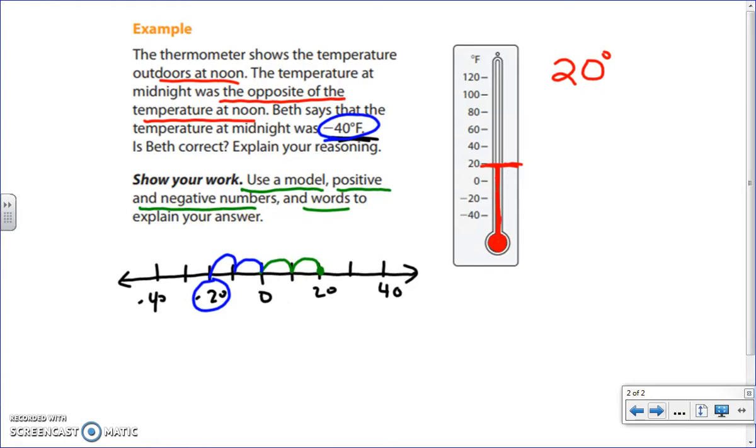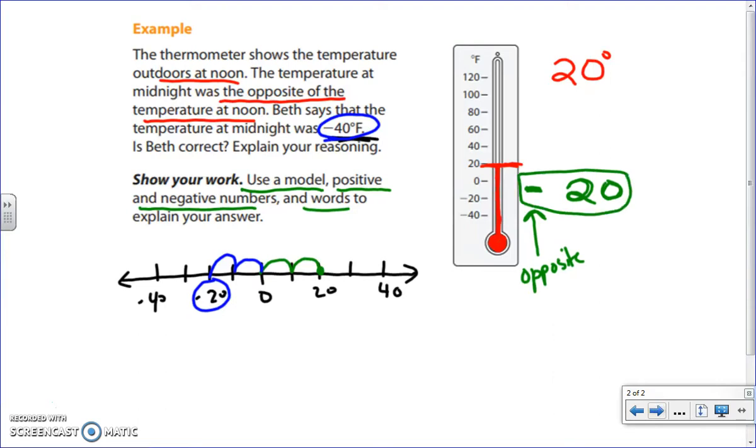There are some words already explaining that as well on your paper, but it also says to use positive and negative numbers. So maybe you could model it like this. You could say, okay, if 20 degrees is right now, the opposite would be negative 20. So that word opposite refers to negativity. Okay, so immediately the opposite of positive 20 would be negative 20.